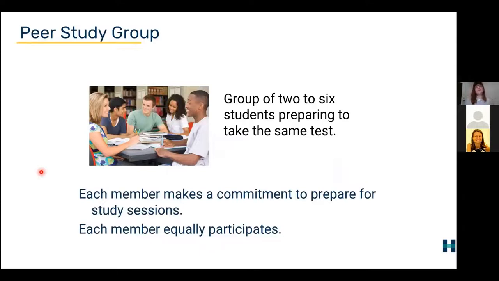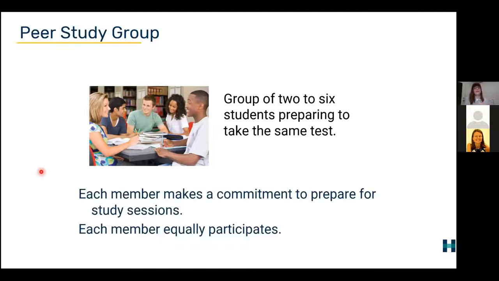Studying with a peer group is phenomenal. It's ubiquitous in colleges. High schools are starting to use this more and more. I would even recommend starting to use study groups as young as third or fourth grade, and I'll give you the parameters of them, and teachers can help with that in classes.